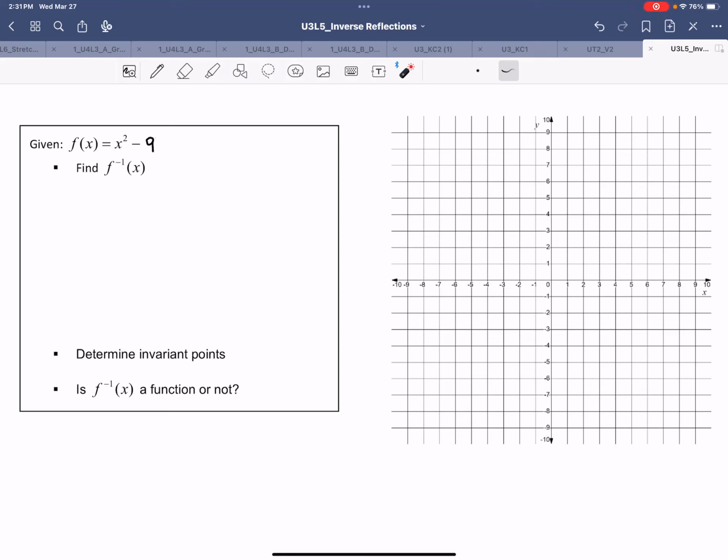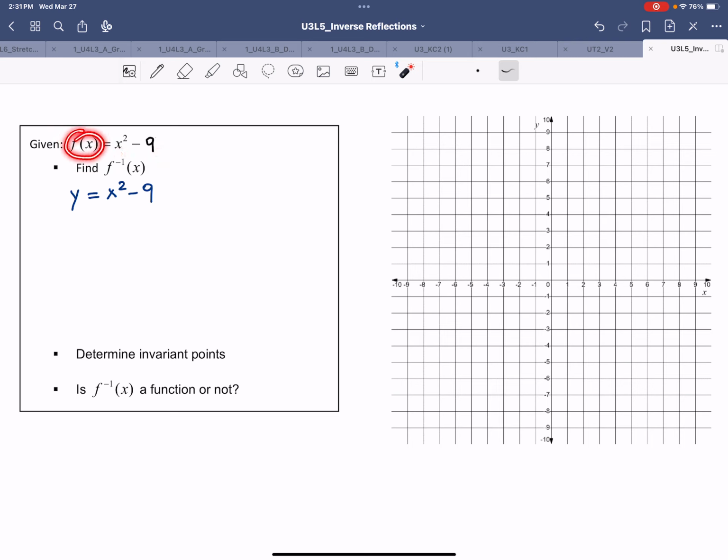Let's take a look at some practice questions with inverse relations. Our first example will be that of a quadratic relation. To find the inverse of a function, we start off by replacing f of x with y. That is because it makes it easier for us to simplify the equation. So y equals x squared minus 9 instead of f of x equals x squared minus 9.